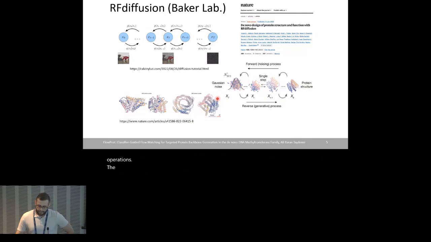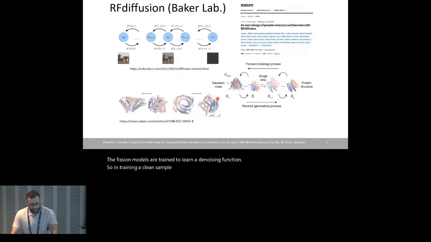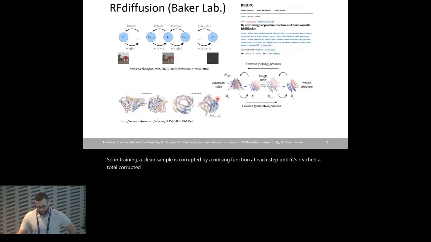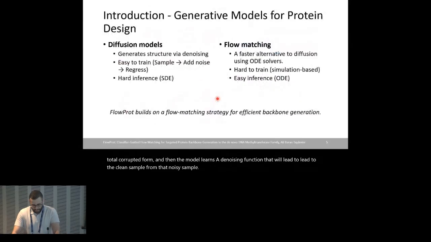Diffusion models are trained to learn a denoising function. So in training, a clean sample is corrupted by a noising function at each step until it reaches a totally corrupted form. And then the model learns a denoising function that will lead to the clean sample from that noisy sample. So diffusion models add noise and learn to revert it to generate structure.